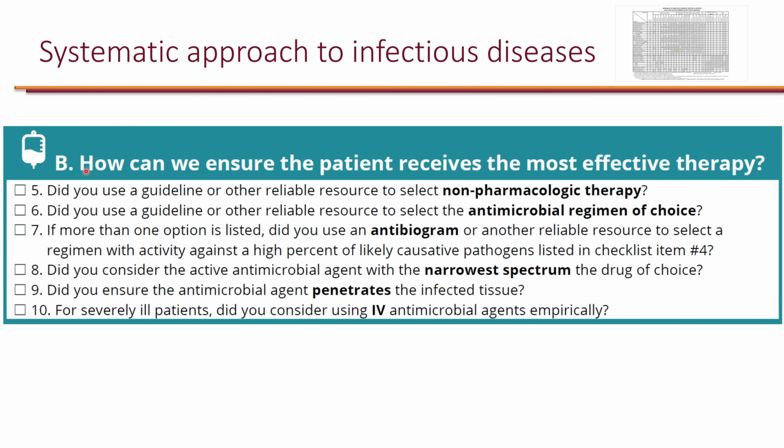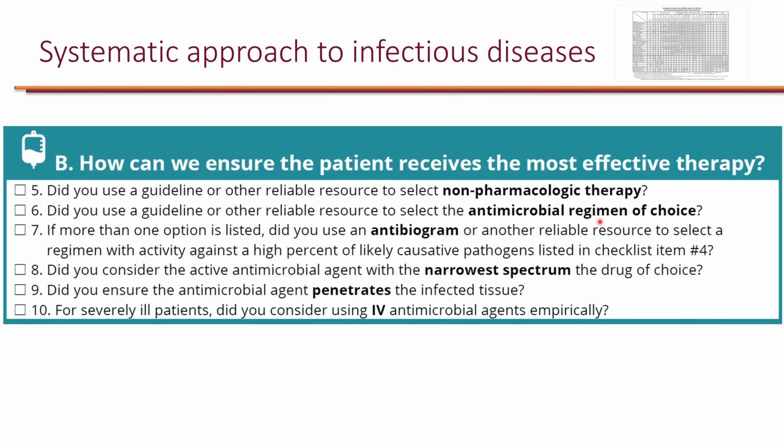Now, the second thing to consider is how can we ensure that the patient receives the most effective therapy? So let's focus on efficacy before we move on to safety. Of course, the first thing we want to do when possible is to make sure that we use reliable resources to select non-pharmacologic therapy. Then we consider reliable resources to select the antimicrobial regimen of choice. So in general, for most infections, we have first-line therapy and we have alternative therapy. So when the patient can get first-line therapy, that would be the best approach.